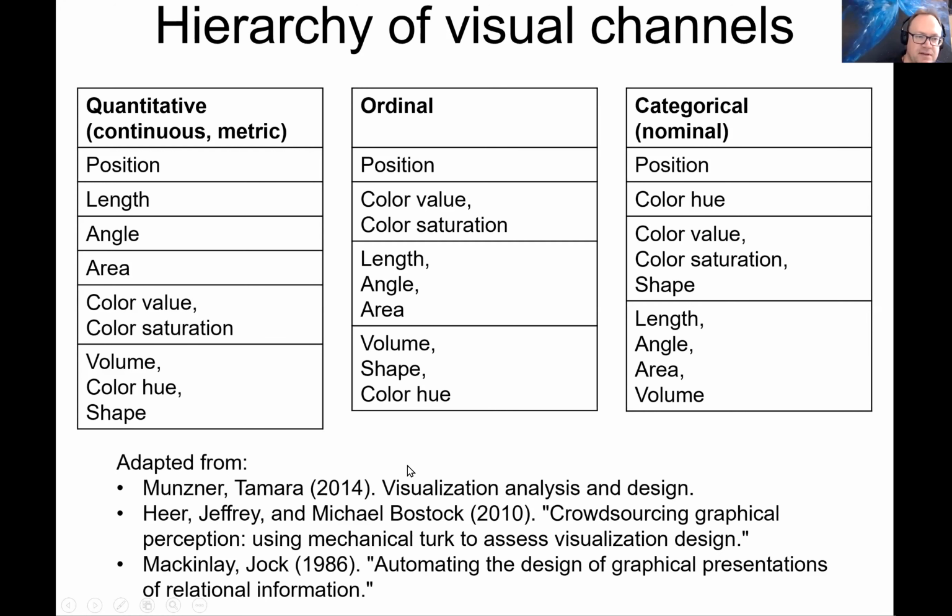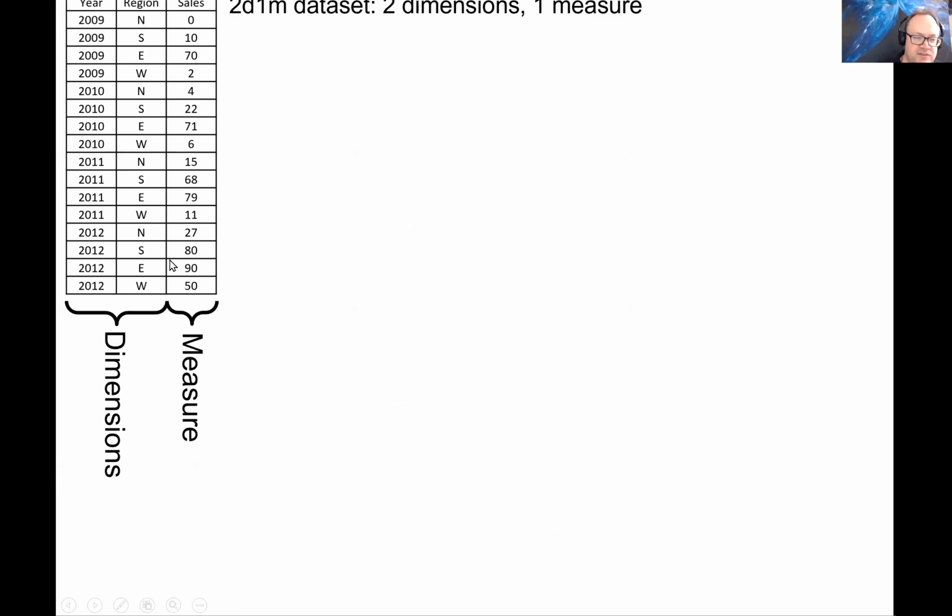Okay, here's another example data set. I've got sales as a function of both year and region. So within each year, I've got my 4 regions. So I've got one measure, which is a function of 2 dimensions. How could we visualize this data? Take a moment to think about that.